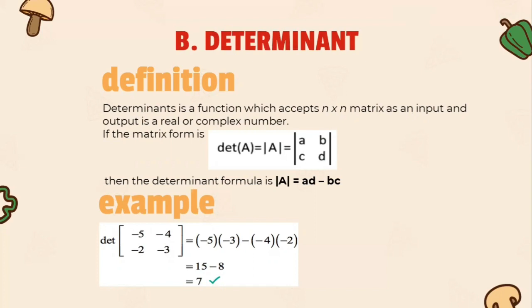For example, we have the matrix with entries -5, -4, -2, and -3. To find the determinant, we need to enter the formula I've told before, and we get the result, which is 7.